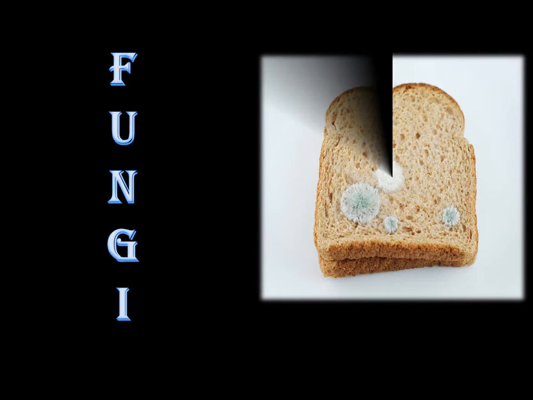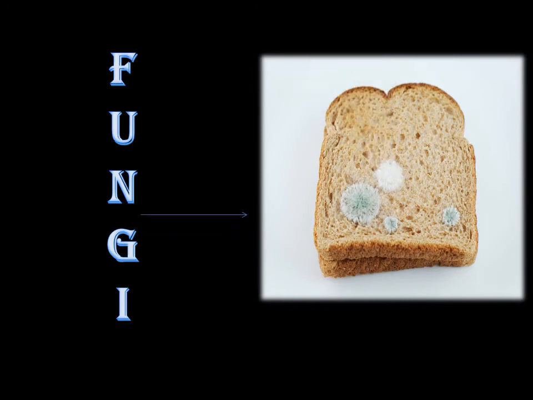Now we have types of nutrients, which are carbohydrates, fats, vitamins and minerals, and proteins.